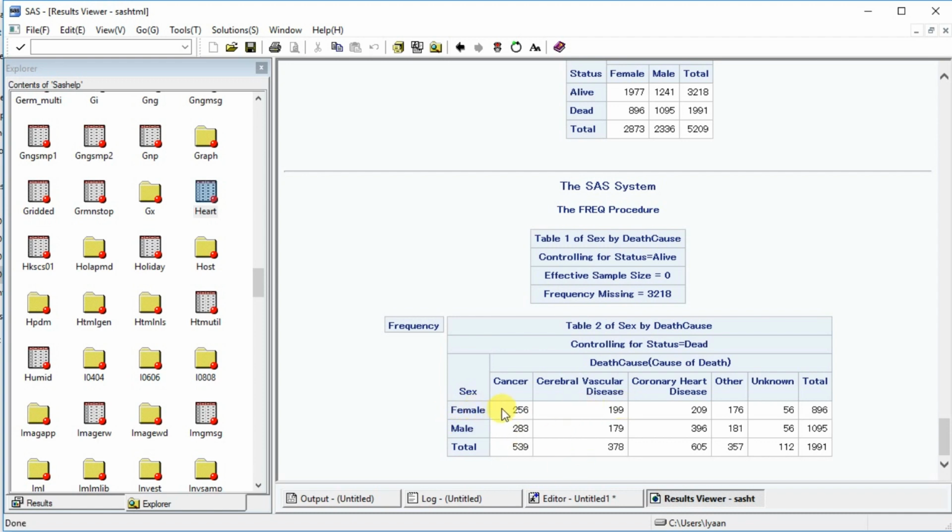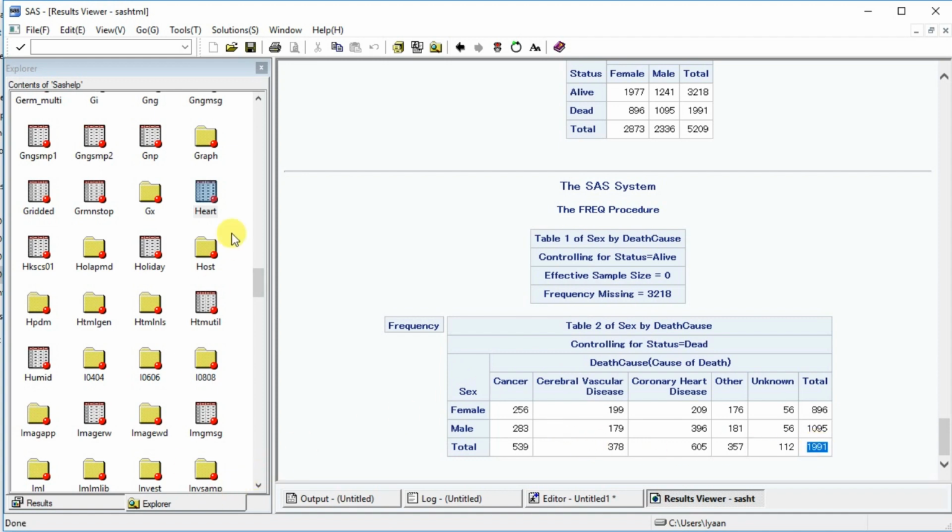when we talk about females, 250 females died by the cause of cancer, and because of cerebral vascular diseases, 199 females died, and heart diseases, 209, and 176 with some other ailment, and for 56 we really don't know the reason. So this 56 is in the case of female, right? Again the same figure, 56, in case of unknown, like we don't know the reason of their death. So 1991, the dead figure is 1991.